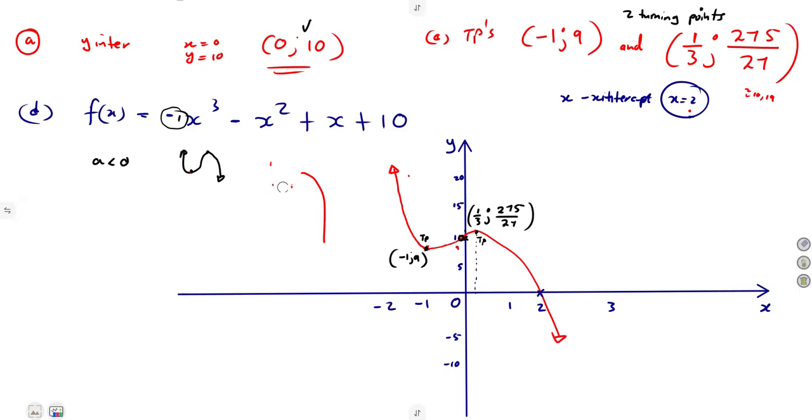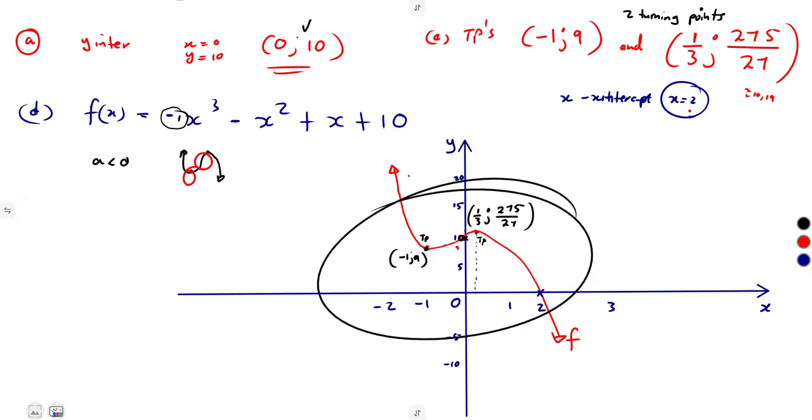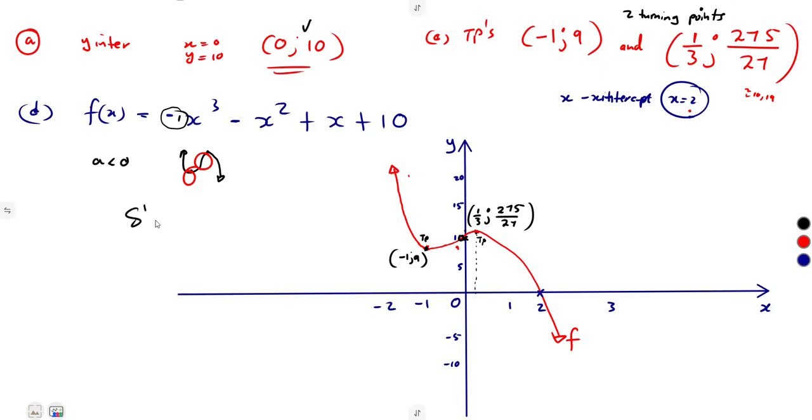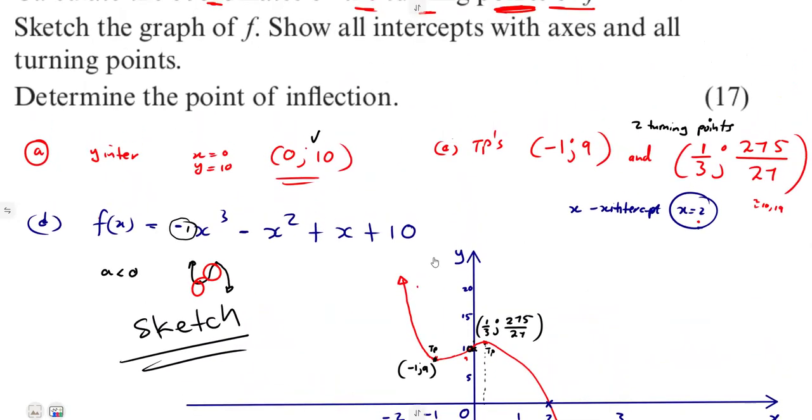That is the whole idea then. You consider the shape, and we've got 2 turning points in our case. So it is like this. You can have a better presentation than the one that I'm having here, guys. So that's it: your x-intercept at 2, the y-intercept at 10, the turning points, the shape. It is not supposed to be accurate. The shape is important, and these points that we have indicated, that's our sketch. So that was it on part D.